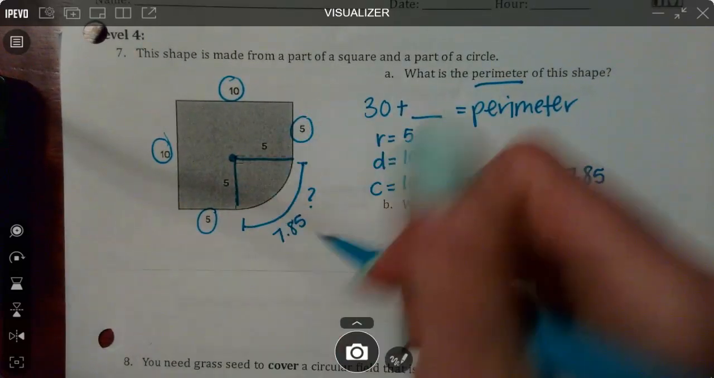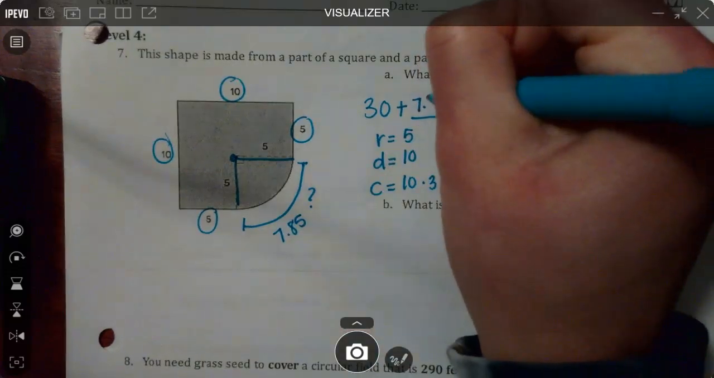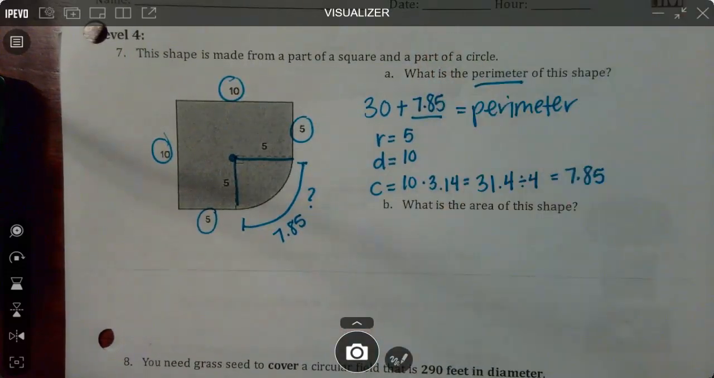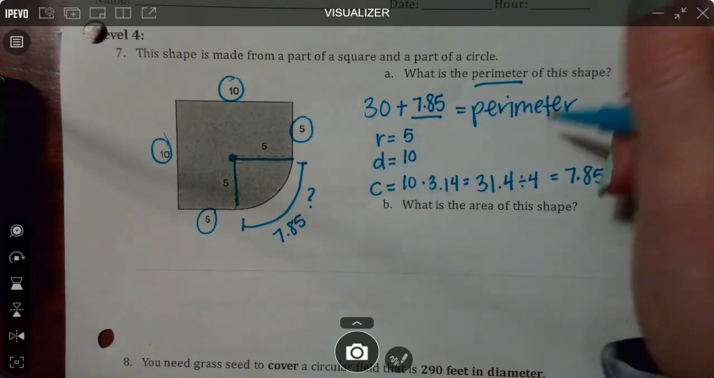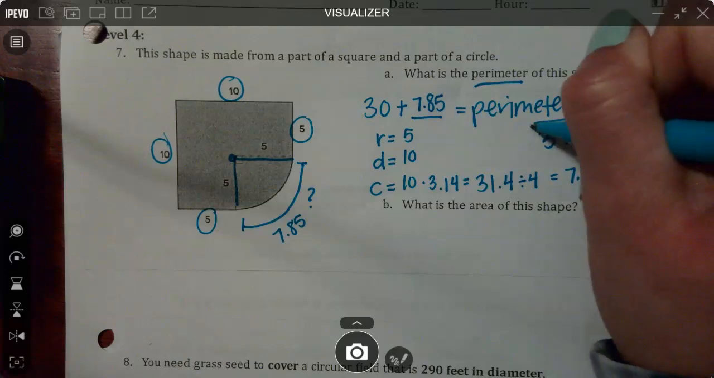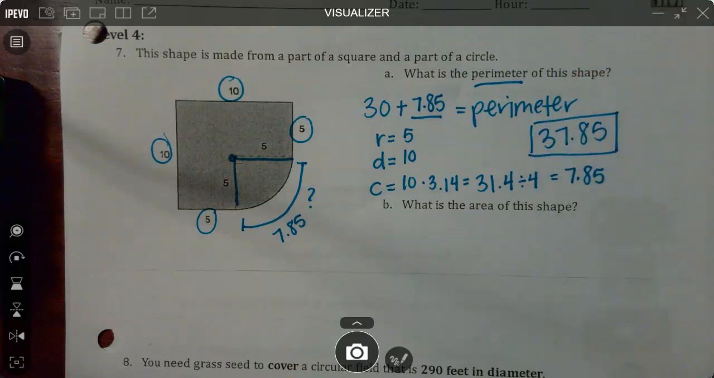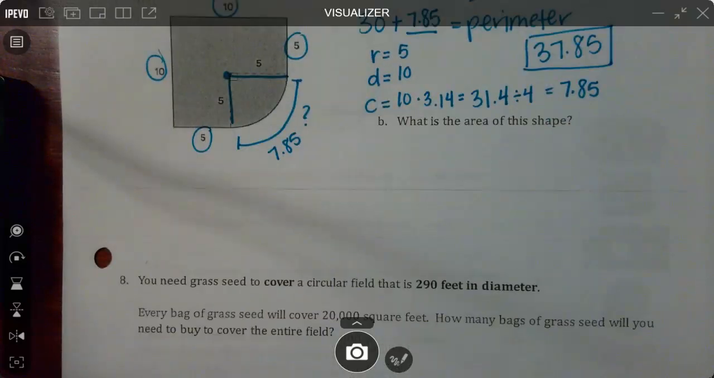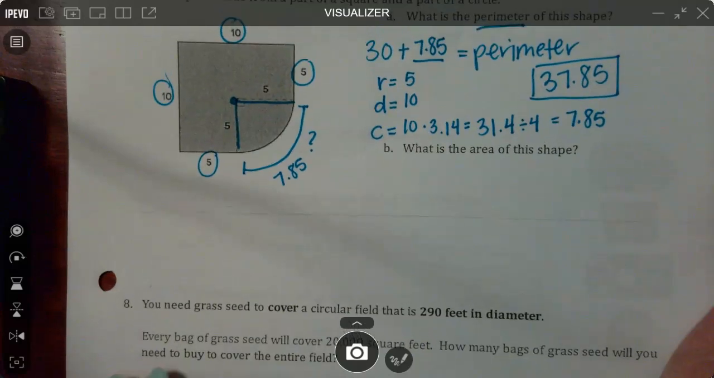So now I need to add that to my other perimeter, my 30. All right, 30 plus 7.85, my total perimeter is 37.85. There are no units, so I don't have to worry about that. Part B, well, what is the area of this shape?